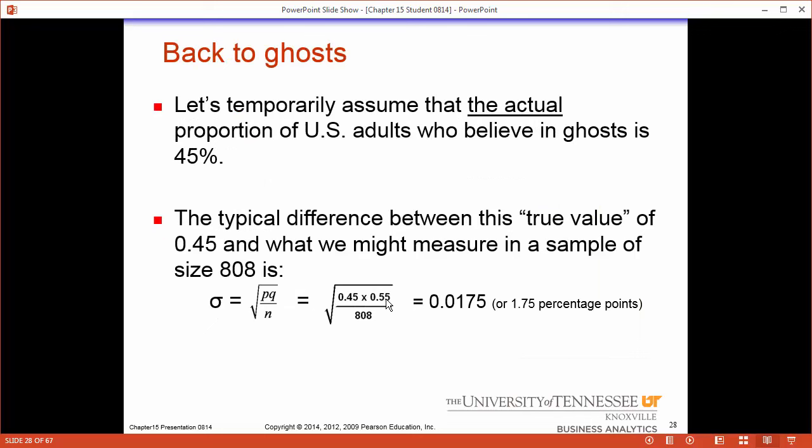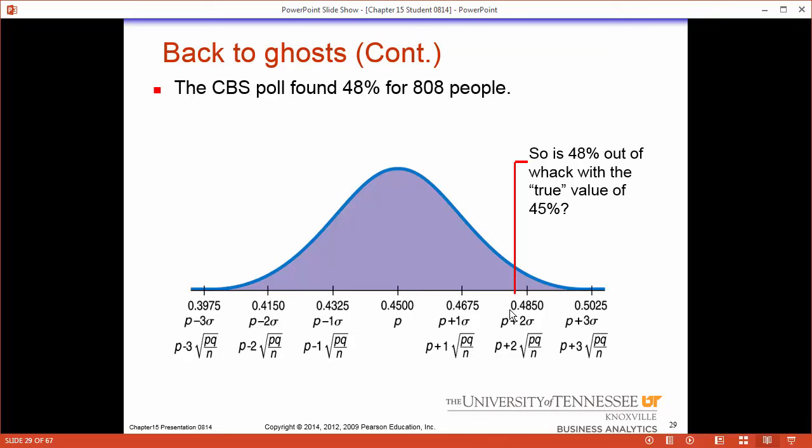So right here, what do we get for the ghost problem? The ghost problem we talked about earlier. Well, let's pretend that 45% of US adults believe in ghosts. If we go out and sample 808 US adults, then we would expect to find 45% believe in ghosts. And we would expect a standard deviation of about 1.75%, right there. So let's go ahead and graph this. This is what it looks like.